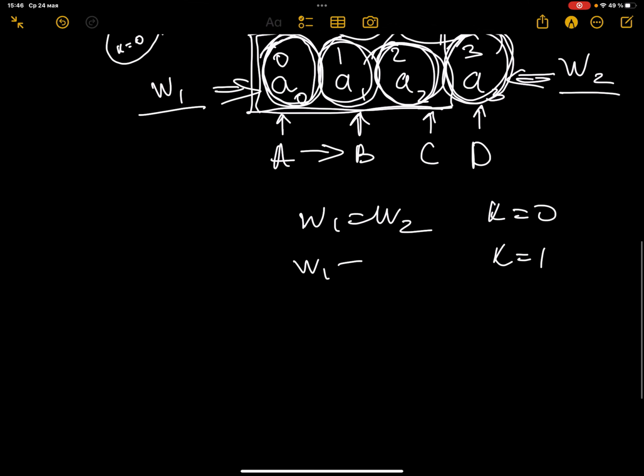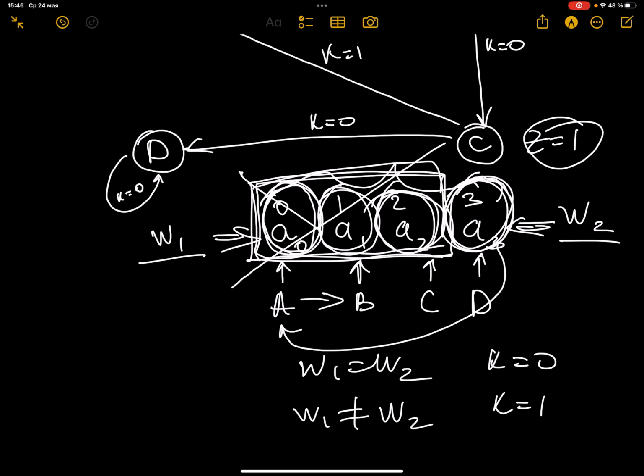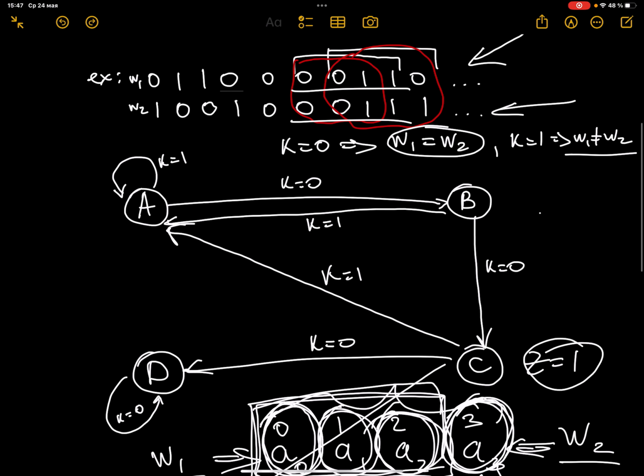What happens when W1 and W2 are not the same? Let's say for 3 consecutive bits W1 and W2 have the same bit, but the fourth bit is different. Again, we go to the beginning, to the initial state, because it doesn't matter whether 3 bits are the same. If the last bit is not the same for W1 and W2, we again go to the initial state. So that's why if K is 1, I go from D to A.